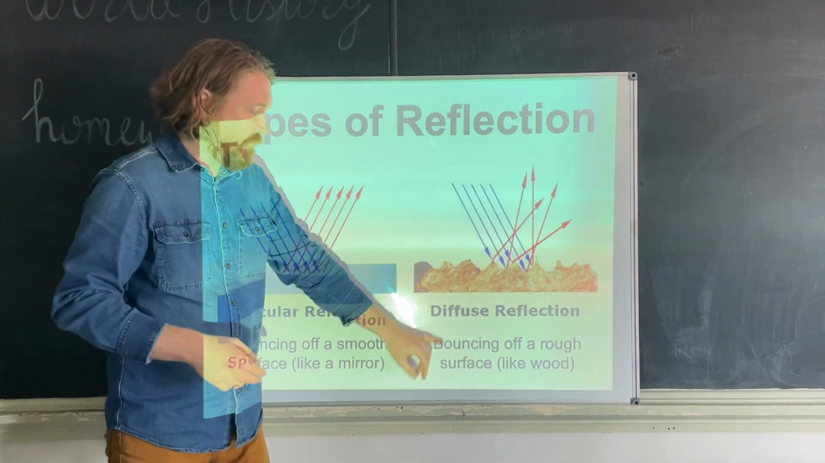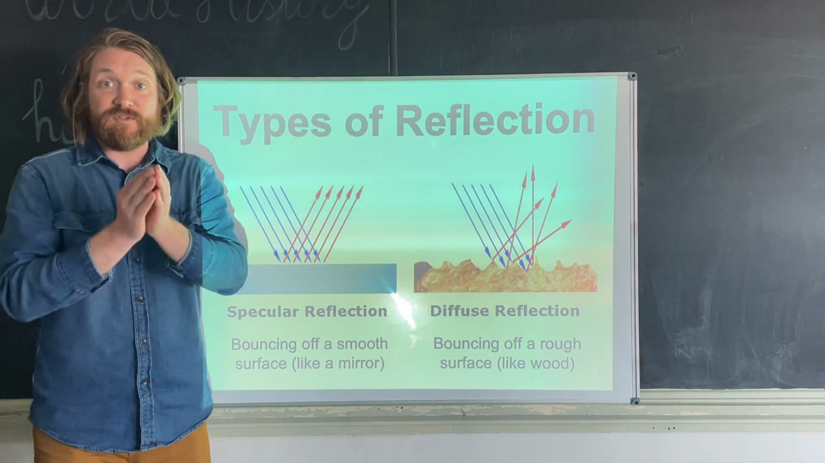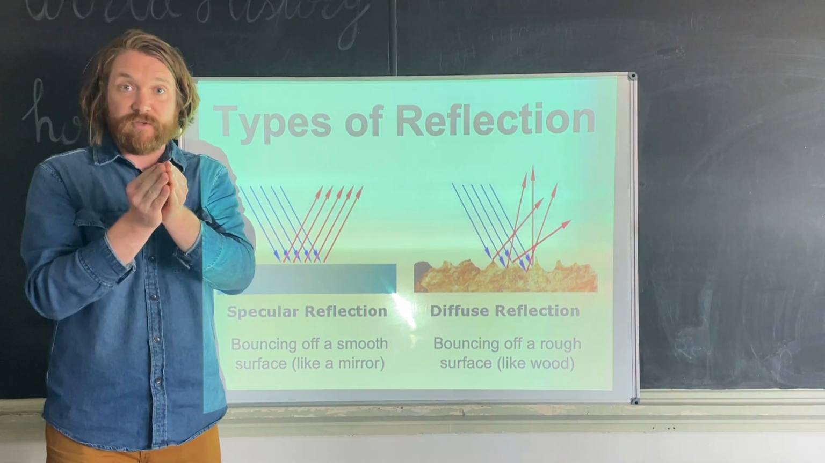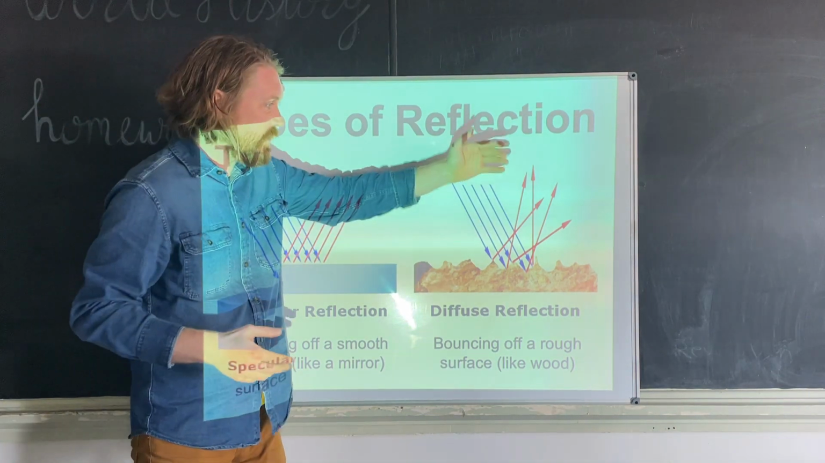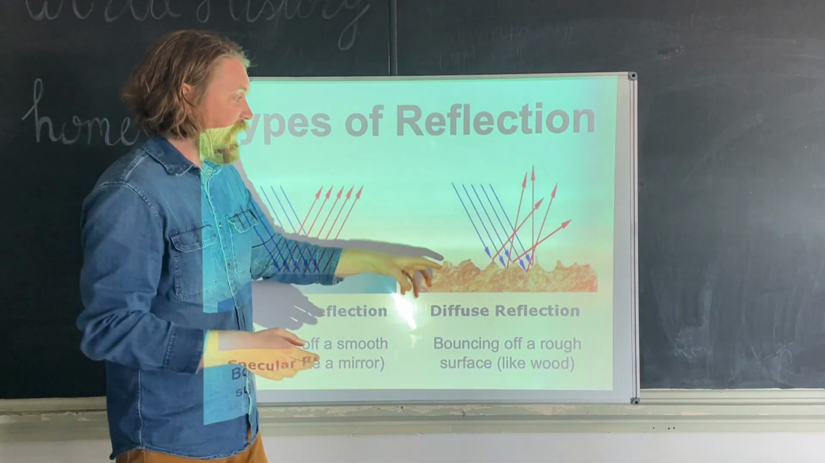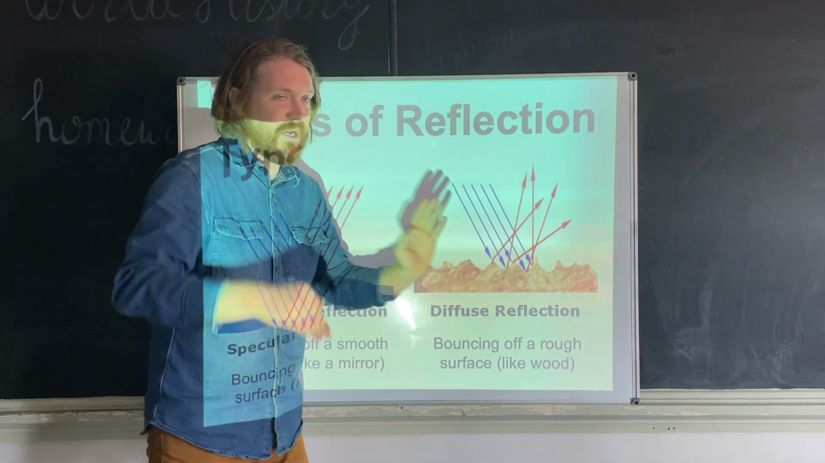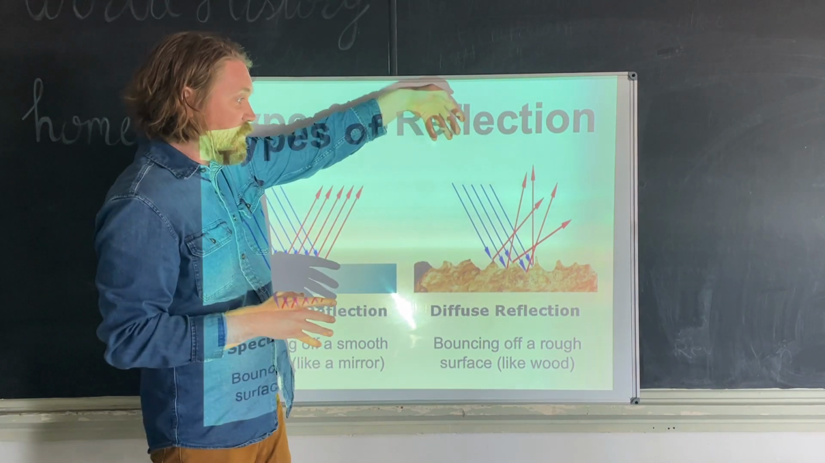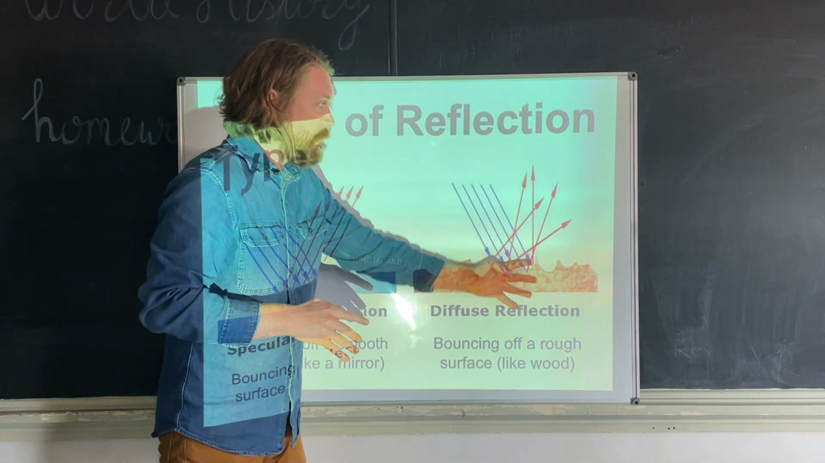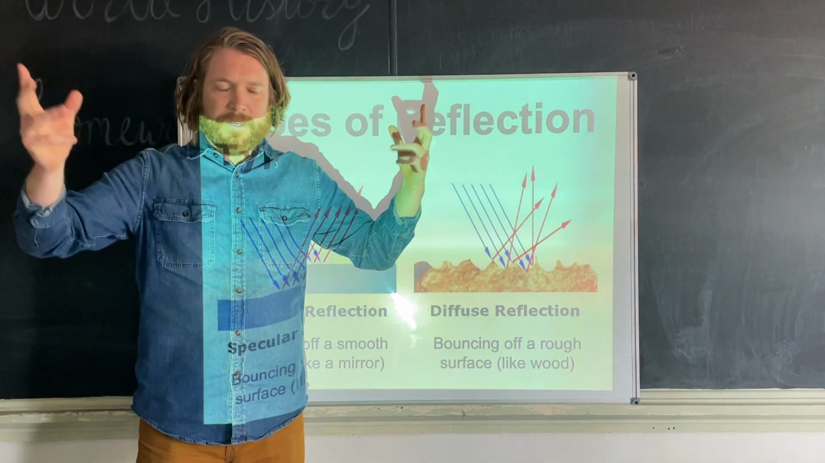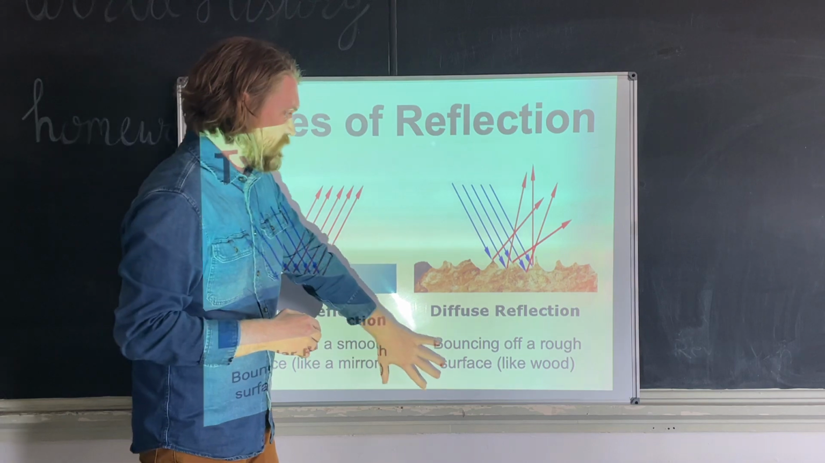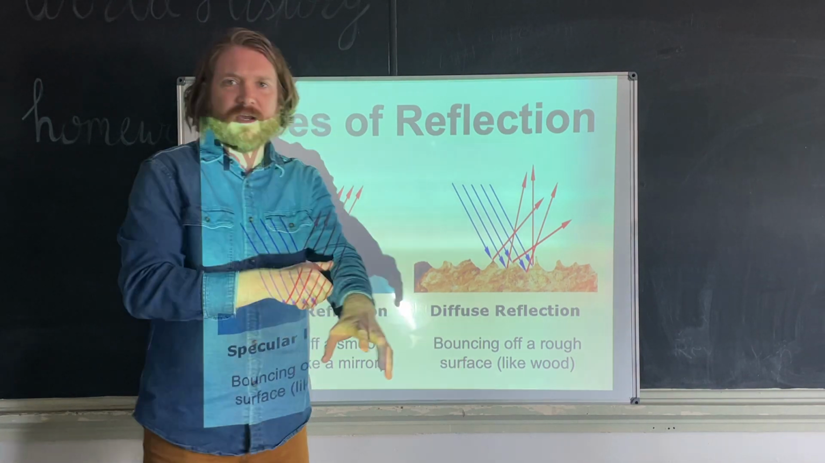Diffuse reflection. If you ever heard the word diffuse before, diffuse means to spread. A diffuser spreads things, right? So this is what happens when light or sound or anything else hits something that has a lot of cracks and an uneven surface. The waves come down and they hit it, but they bounce off in a bunch of different directions, okay?